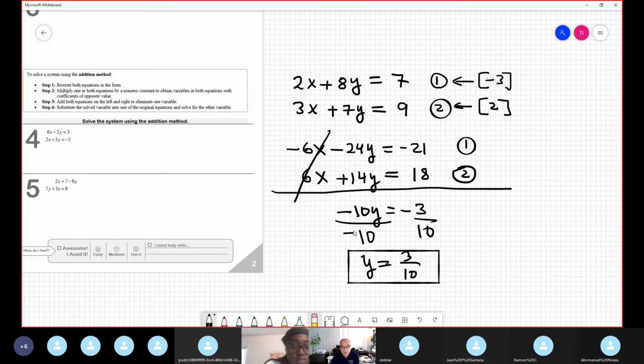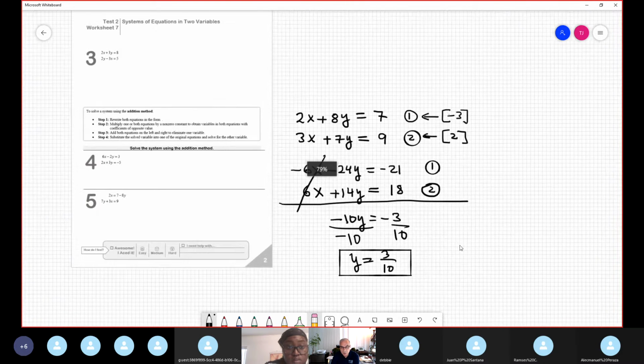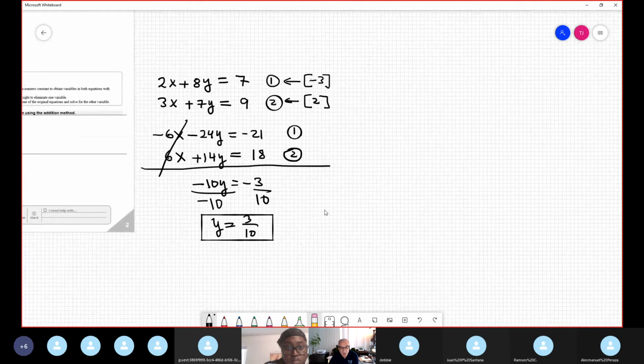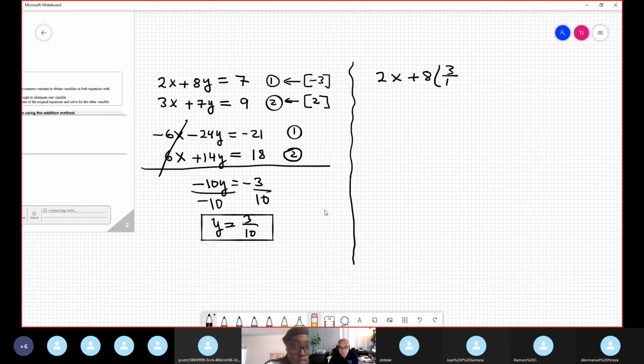Okay. If you want to find the x component of the solution point, I need to take one equation. I need to make a decision. In my opinion, the first one is easier. Copy 2x plus 8 times 3 over 10 is equal to 7. Now multiplication: 2x plus 24 over 10, 8 times 3. Suppose that 8 is a whole number, so the denominator is 1, and 1 times 10 is 10.